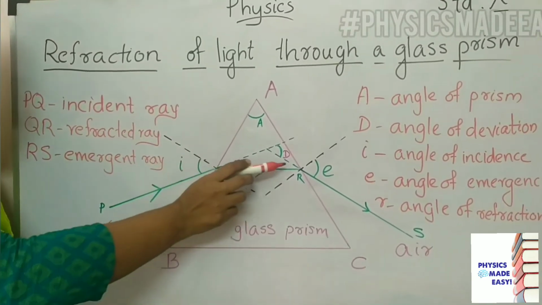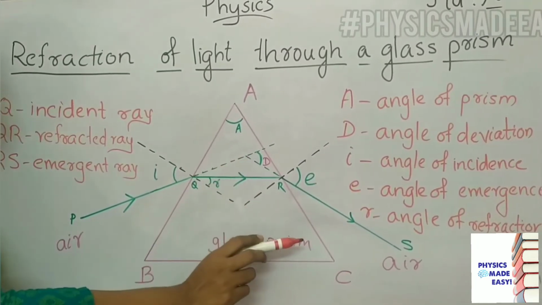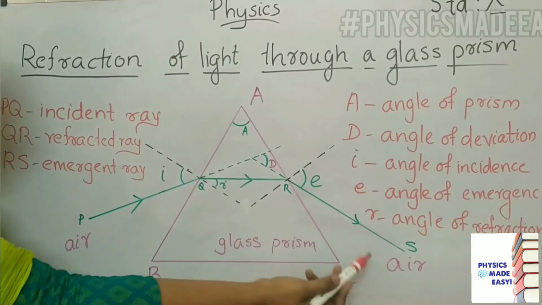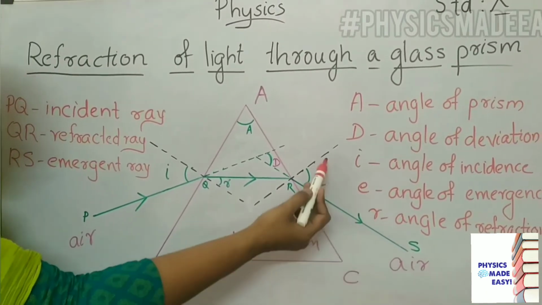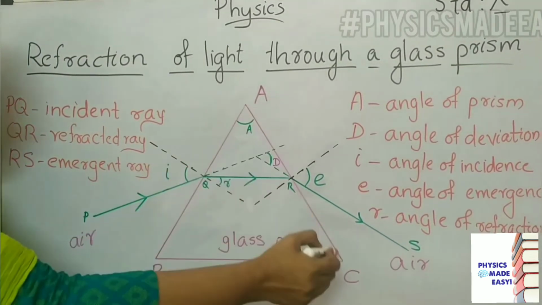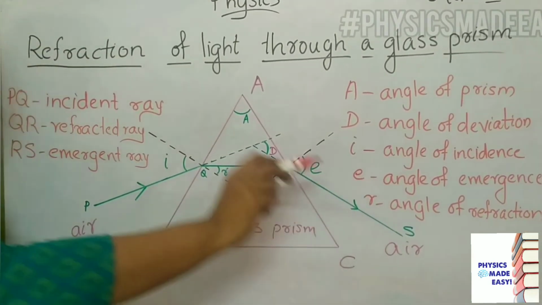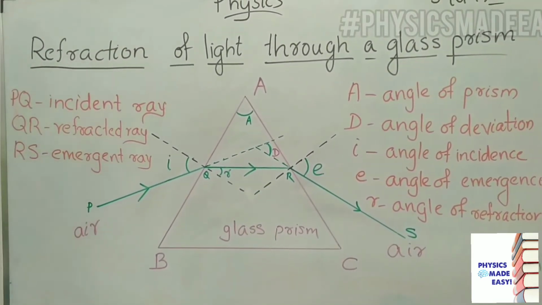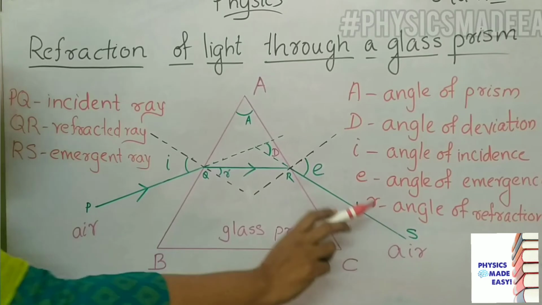Then that is passing through this. At this interface AC, glass air interface, what will happen to the ray of light? You know all these things. Here the ray is entering from glass to air, denser to rarer medium. Here you can see the ray is bending away from the normal. So at this interface one refraction, at this interface another refraction. Here you can see the ray RS is emerging out from the glass prism. So we can call this ray the emergent ray. Here PQ is the incident ray, QR is the refracted ray, RS is the emergent ray.